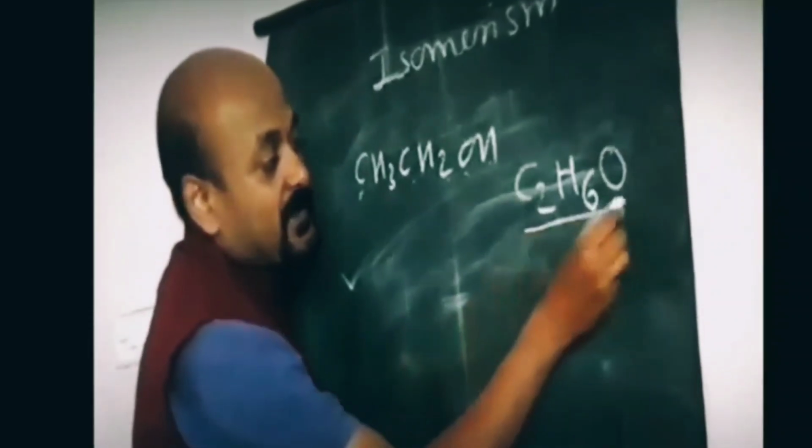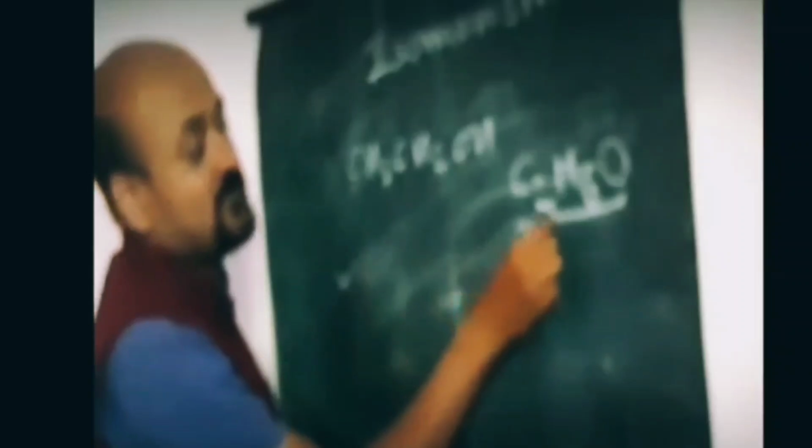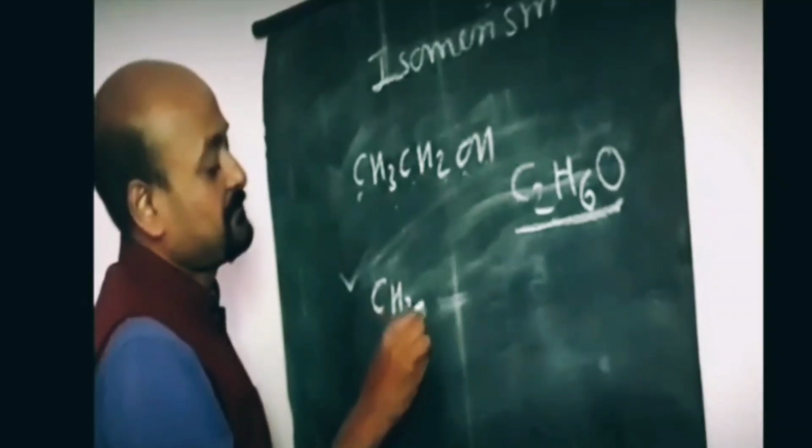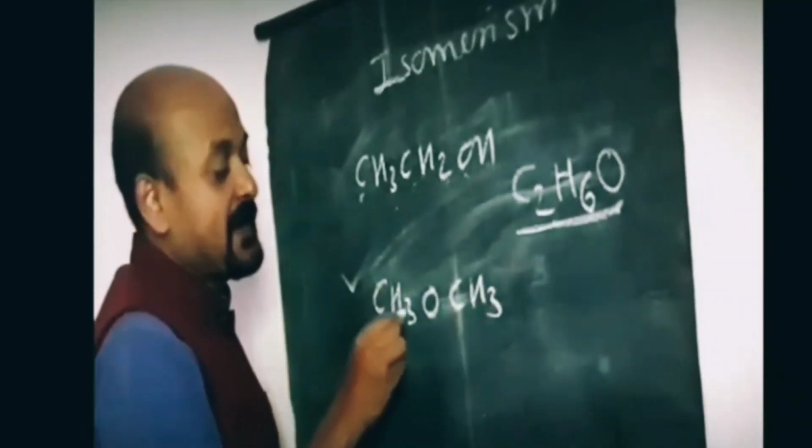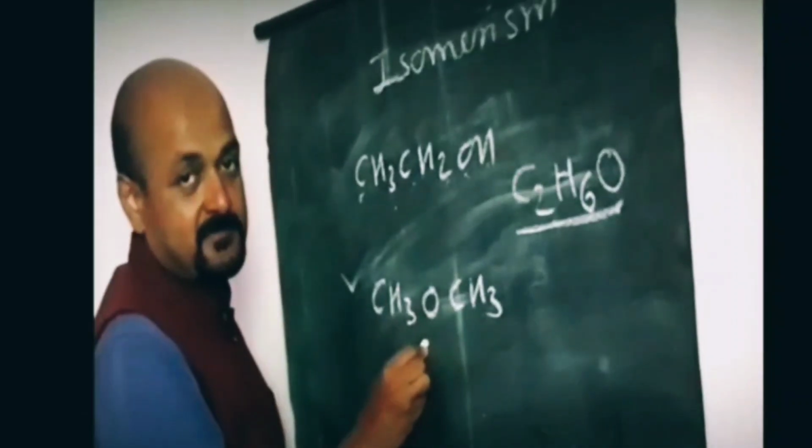So as you know, this is known as a molecular formula. Okay, so this is molecular formula of ethanol. Let us take second example. So name of this compound is dimethyl ether.